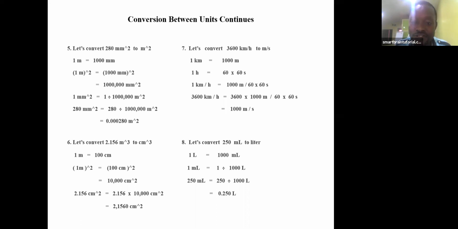Okay, I said now 3,600 kilometer per hour is equal to 3,600 times 1,000, that is meter, divided by 60 times 60.